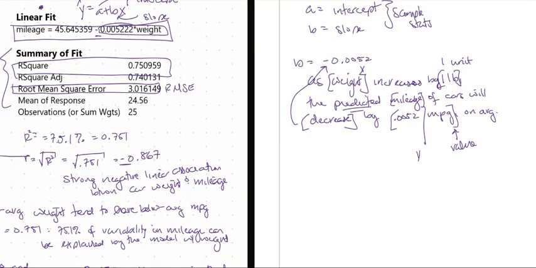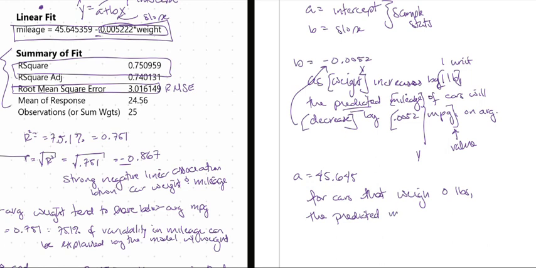Let's look at my sample intercept. A equals 45.645. In this case, I interpret the y-intercept the same way I would in geometry, for example. So, for cars that weigh 0 pounds, the predicted mileage is 45.645 miles per gallon on average.